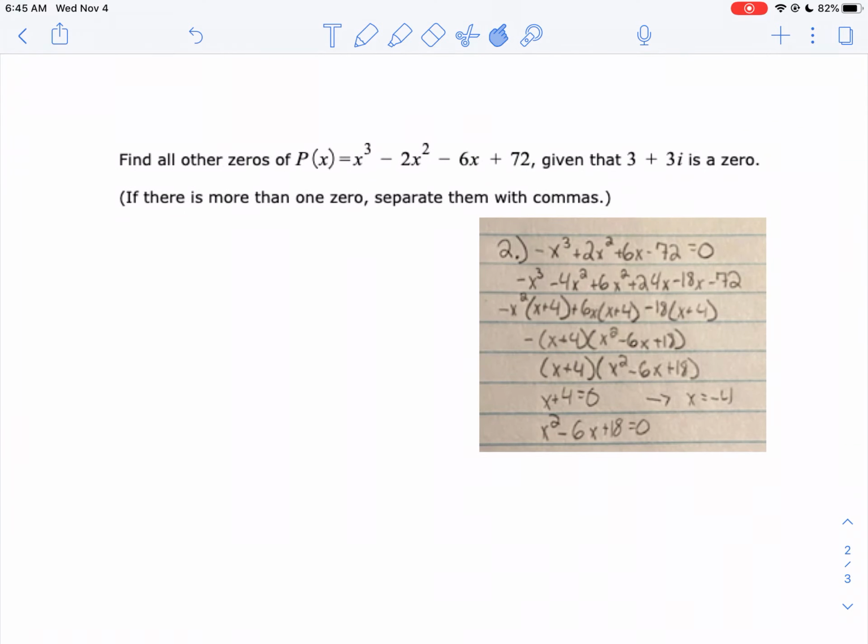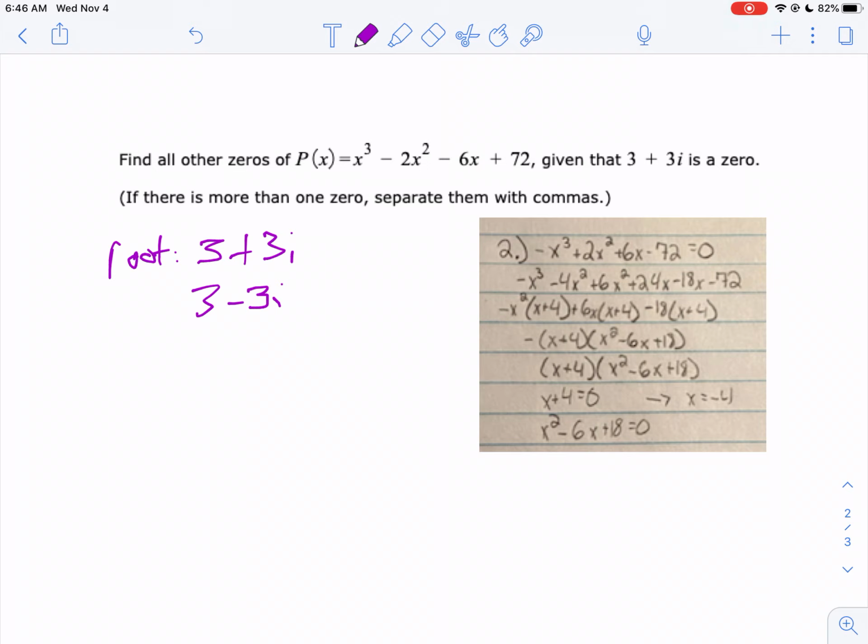Now, on this next question, I'm kind of confused what you did. I don't know where this 24x showed up from. I don't know why you substituted x plus 4 into the problem. Because if you have a root of 3 plus 3i, you must have the conjugate root, which would be 3 minus 3i. So we definitely have 2 complex roots.